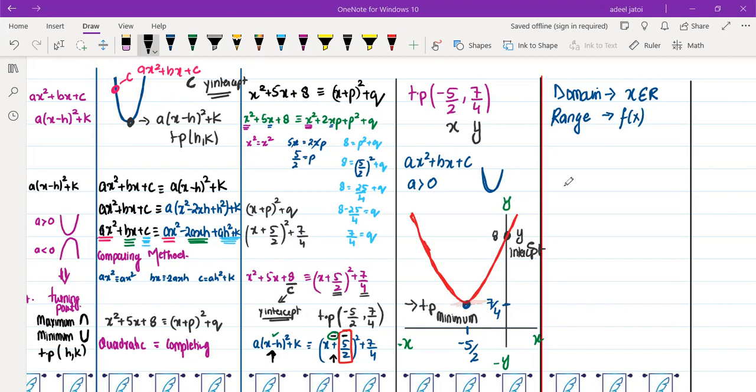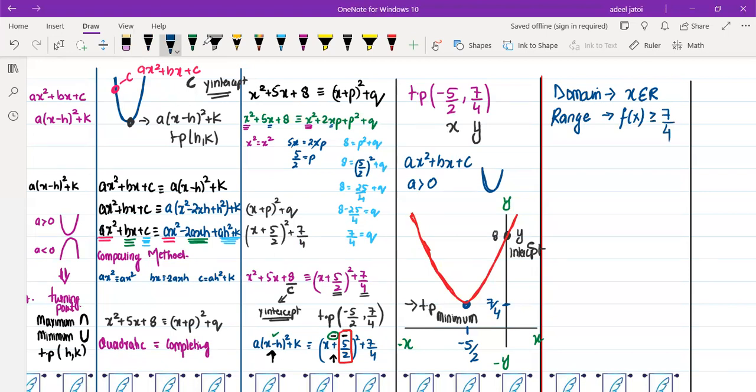So for the function, the domain is x an element of all the real numbers. That means any value on the right, any value on the left. The range value of y can be 7 upon 4, because all the values will be above 7 upon 4. No value will go below 7 upon 4. So we write this down as f(x) greater than or equal to 7 upon 4.